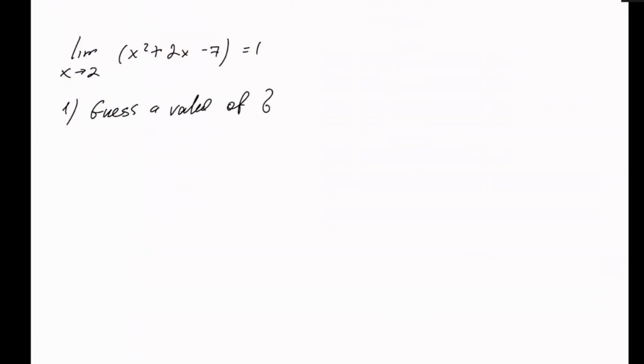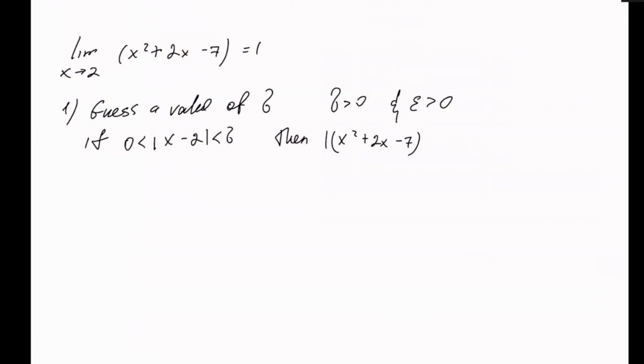Now let's look at another example. We have the limit as x approaches 2 of x squared plus 2x minus 7 equals 1. First step, guess a value of delta. So delta should be greater than 0 and epsilon should be greater than 0. If absolute value of x minus 2 is greater than 0 but smaller than delta, then absolute value of x squared plus 2x minus 7 minus 1 is less than epsilon.